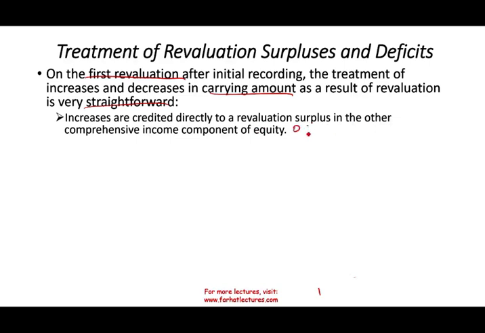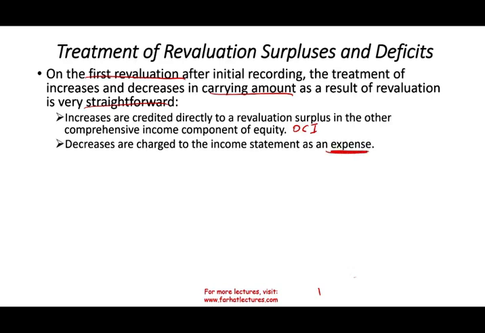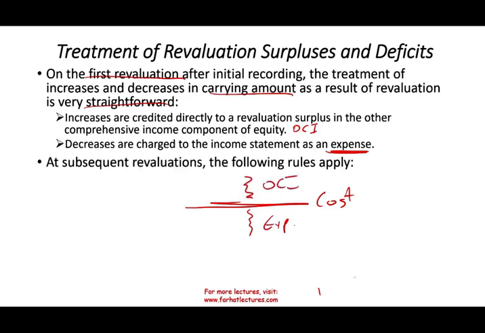So any increase goes into OCI, which is part of equity. Any decrease in year one goes to the income statement. So year one, it means basically you have an asset, you have the cost. And here's what happened. If you have to revalue it down in year one, that's an expense. If you have to revalue it up, it's an OCI.